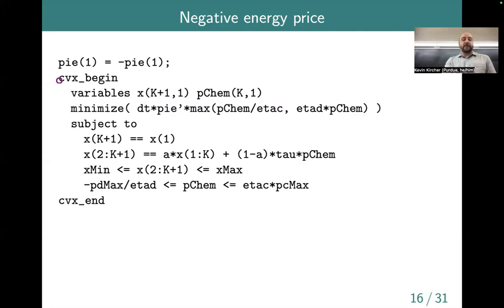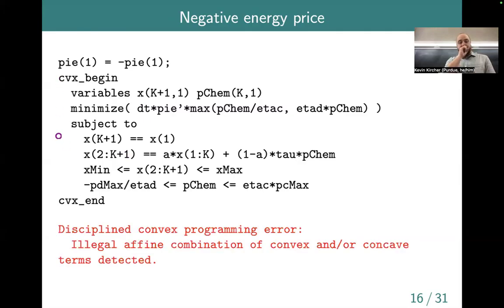All right, so if we do this and we program it, we again get this disciplined convex programming error. But the hint or the explanation of what the error was is different this time. So now it says illegal affine combination of convex and or concave terms detected.